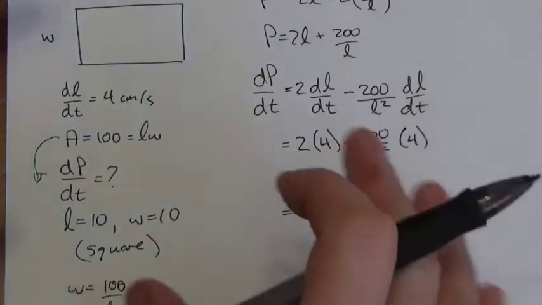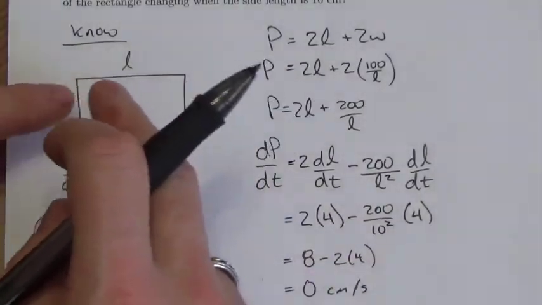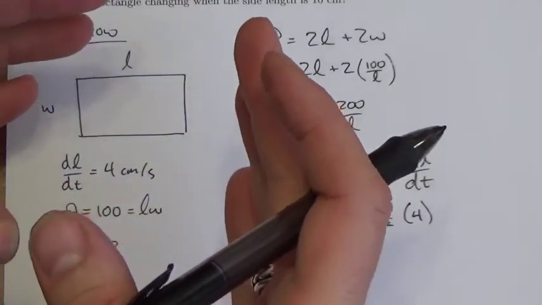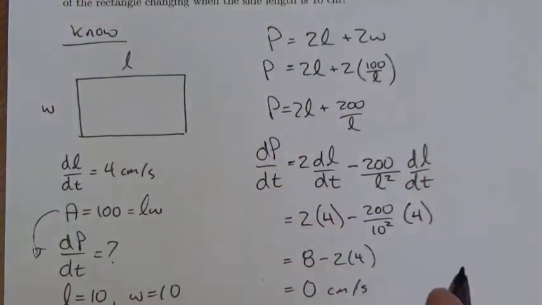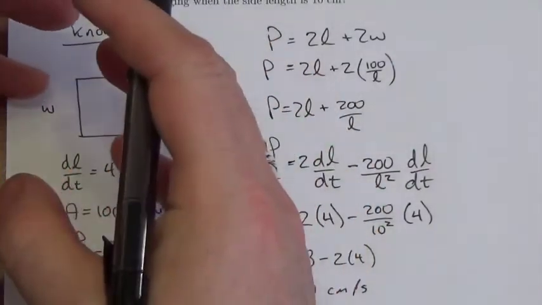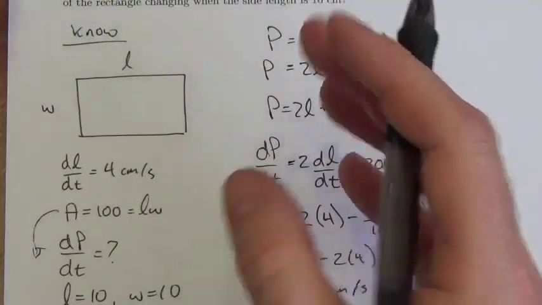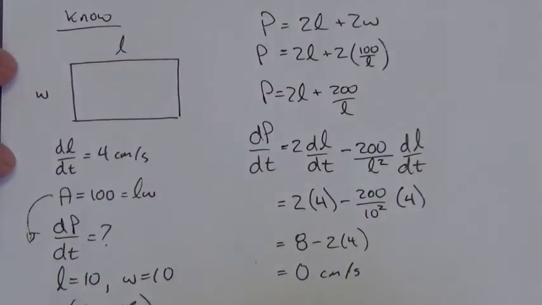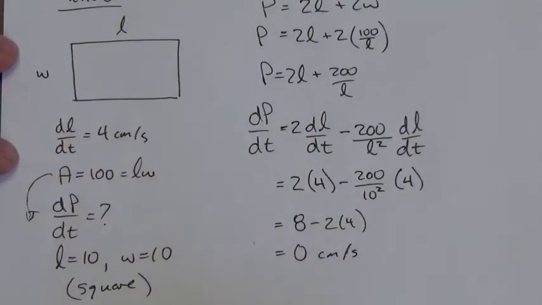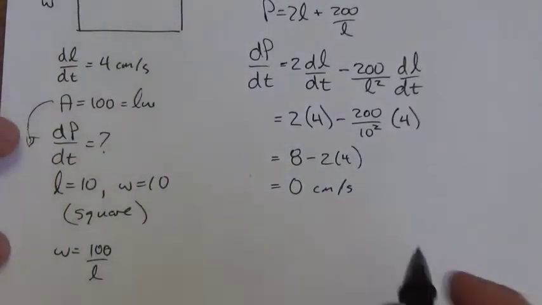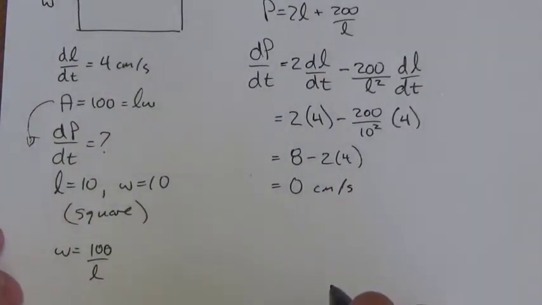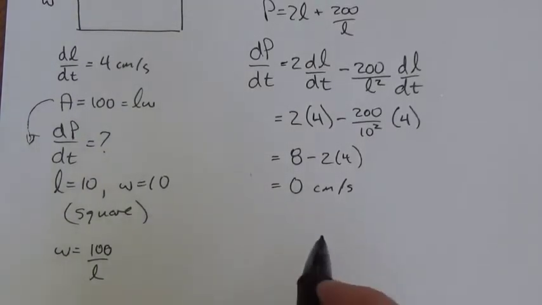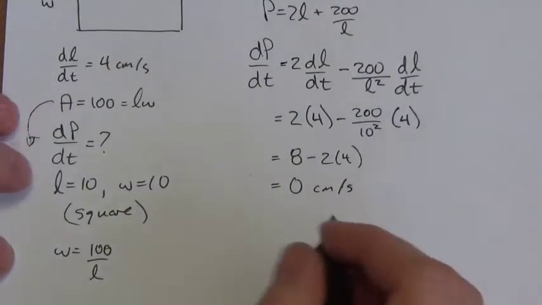So let's say our length was increasing. For a while there, the perimeter was getting larger. Now the perimeter is going to start to get smaller after that. Anyway, interesting problem here. I think I said that wrong just a moment ago, but anyway, it doesn't matter. At that particular moment, it's not changing.